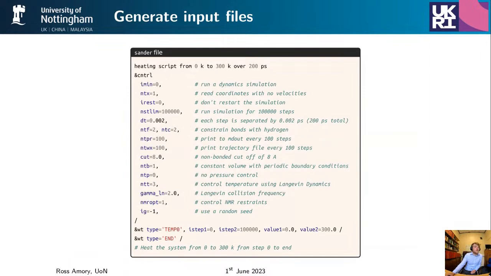From your minimization, once you've minimized your system, the next step is actually to heat your system. So you're currently at zero Kelvin, but most proteins don't exist at zero Kelvin. They're normally at room temperature. And it's really common in simulations that we class room temperature as 300 Kelvin.